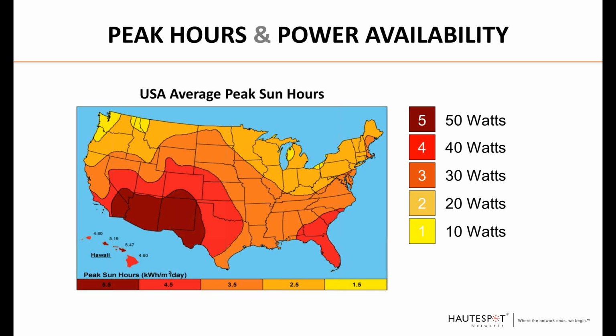You can see towards the southern southwest of the United States, we're getting an average of 5 peak solar hours. With that, we could charge about 50 watts, or we can continuously power 50 watts. And that means through a 24-hour cycle, 7 days a week, 365 days.